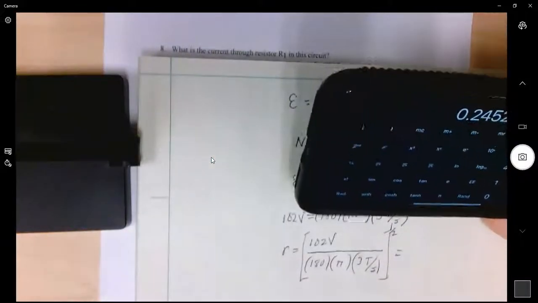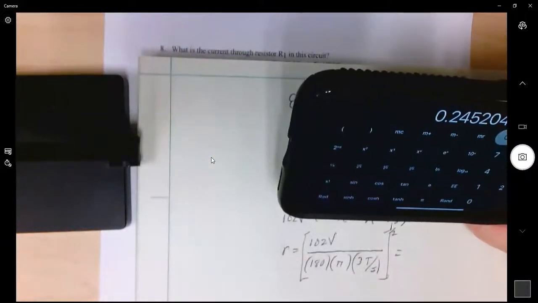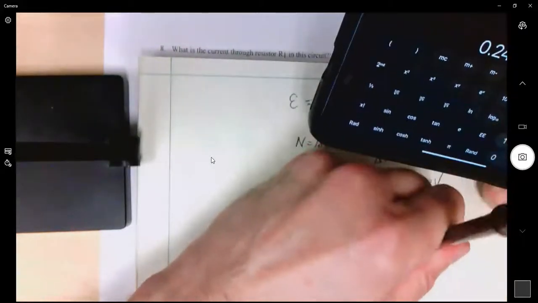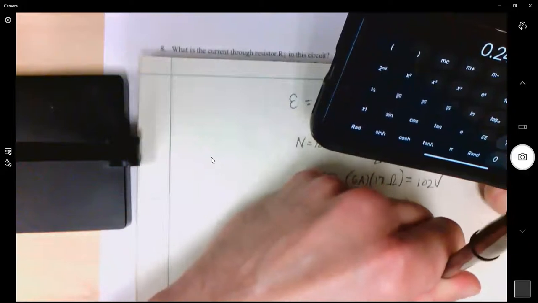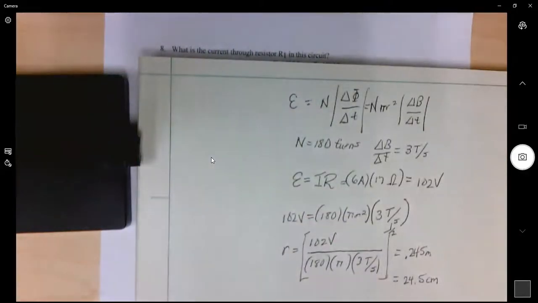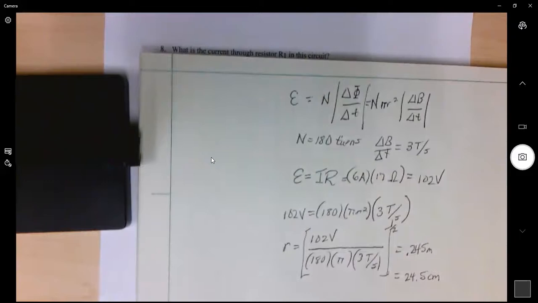And that gives me a radius of my coil of 0.245 meters, which equals 24.5 centimeters. Okay, so that's my coil's radius, and I was able to calculate it from the electromotive force. I was given the number of turns, and I was given the magnetic field strength, and so that gives me my answer. And that concludes the video review for the physics final exam.